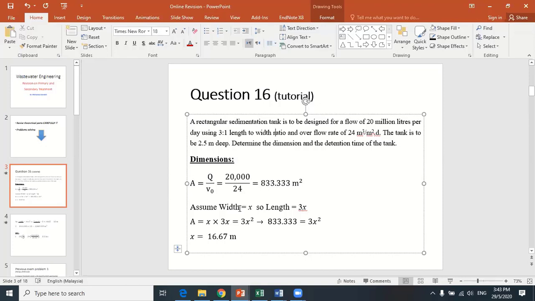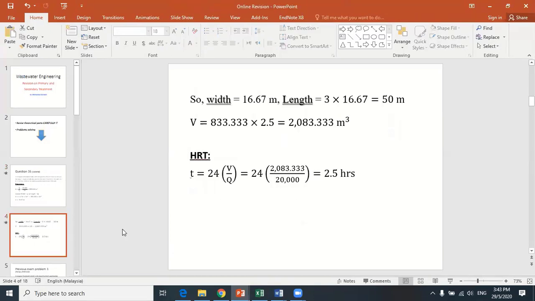So the width to length ratio, if the width is x, so the length will be 3x because the ratio is 3:1. So the area equals x times 3x. So area is 3x squared. Okay, so the area 3x squared equals 833. So x equals 16.67 meters. Okay, so the width equals 16.67 meters. The length equals 3 times 16.67, which equals 50 meters.